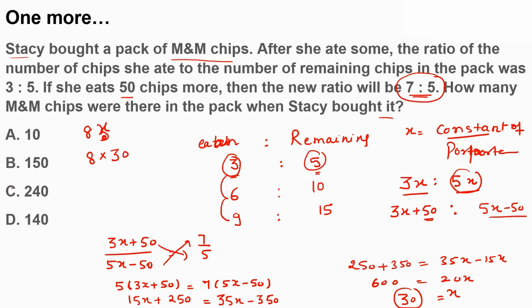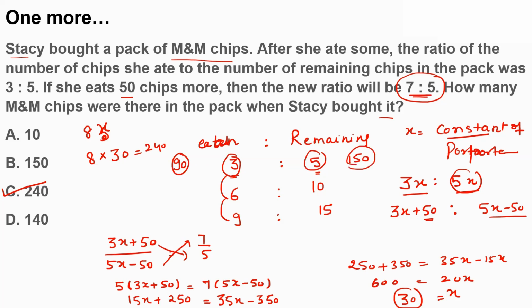So 8x means 8, and the value of x is 30. So 8 into 30 is 240. That will be the number of chips, in which she ate 3 parts and the remaining are 5 parts, 3:5 being the ratio. If I find out, it means she ate 90, because 3x was the eaten part. So 30 into 3 is 90, and 5 into 30 is 150. So out of 240 chips, she ate 90 chips and 150 chips will be remaining.